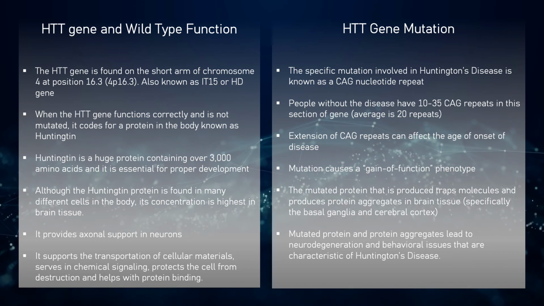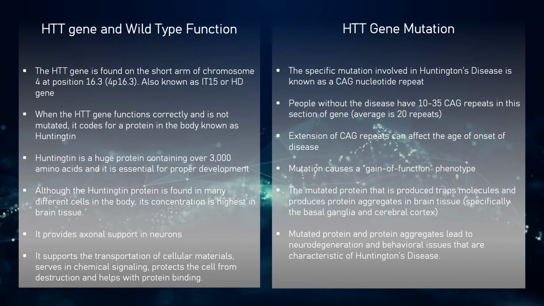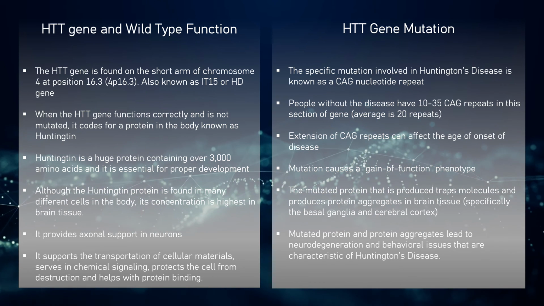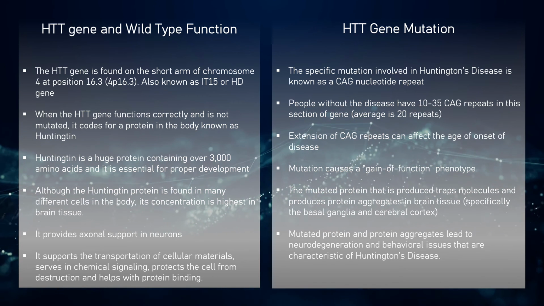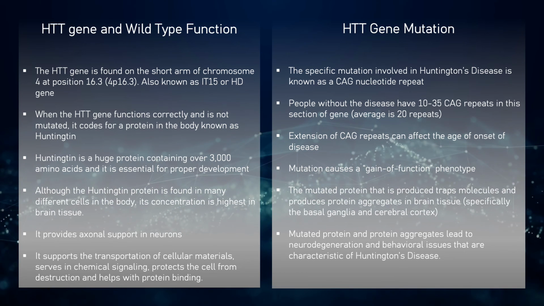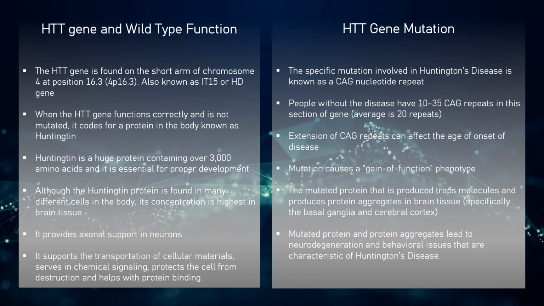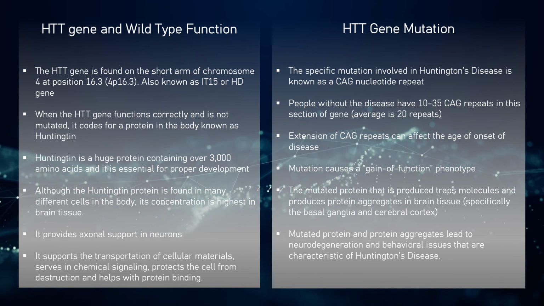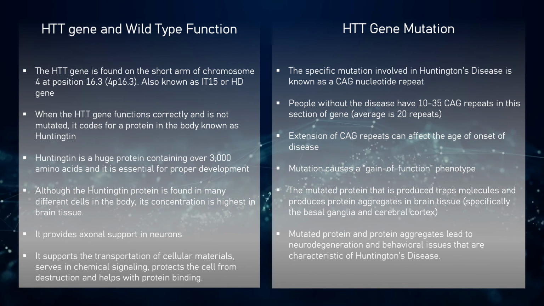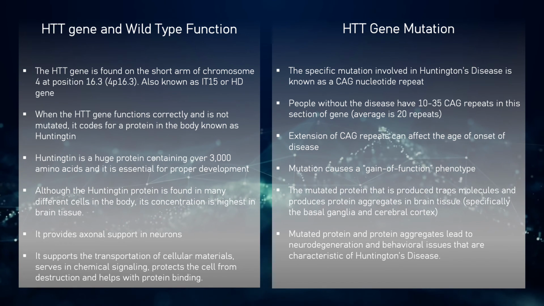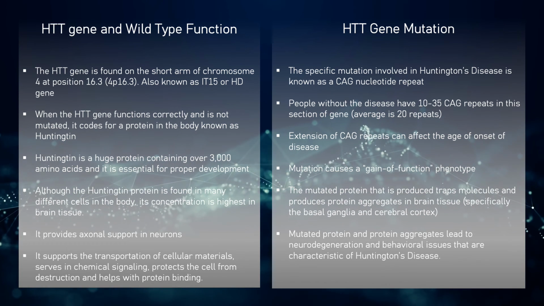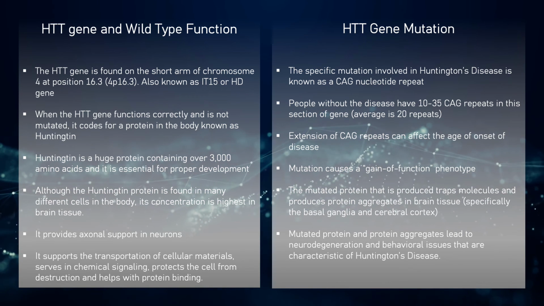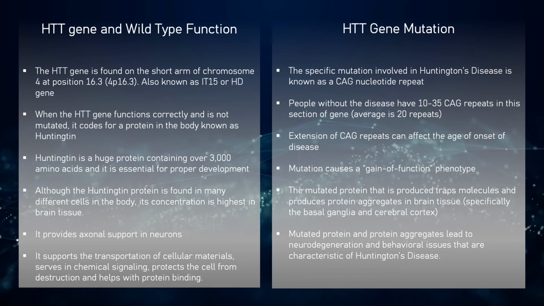The HTT gene mutation. The specific mutation involved in Huntington's disease is known as a CAG nucleotide repeat. People without the disease have about 10 to 35 CAG repeats in this specific section of the gene. The average is about 20 repeats. People with the disease typically have over 35 CAG repeats in the same section of the gene. Extension of the CAG repeats can affect the age of onset of the disease. The number of CAG repeats is typically correlated with the age of onset.